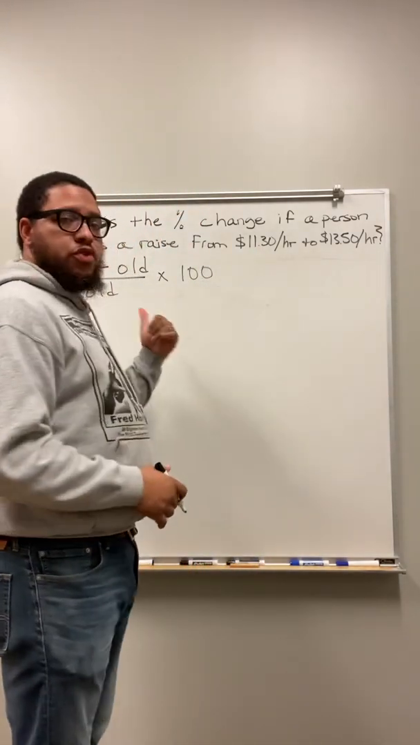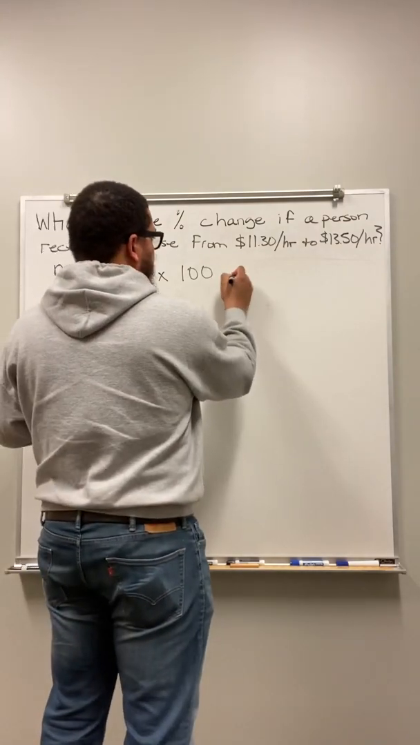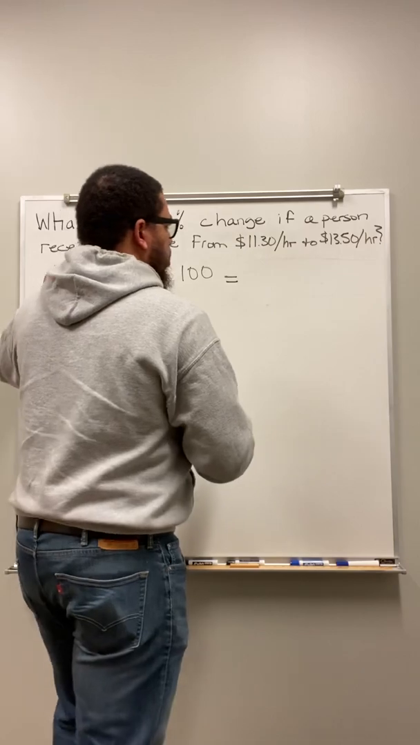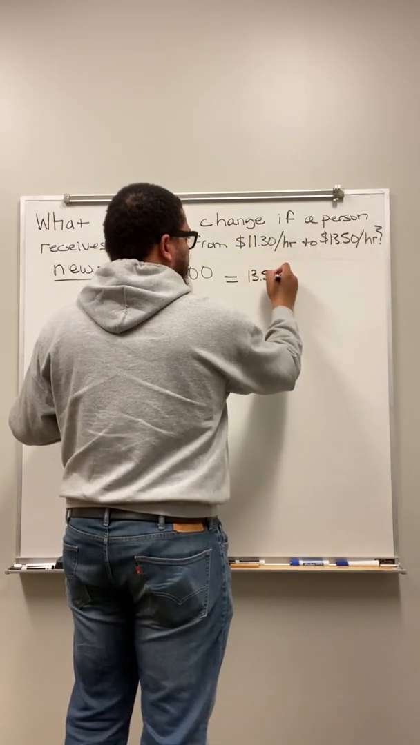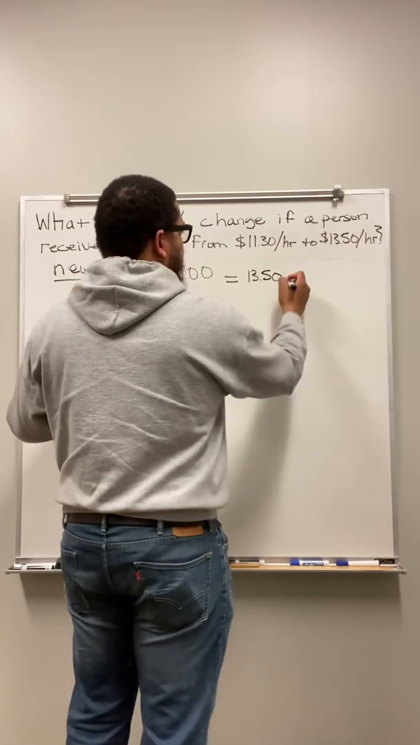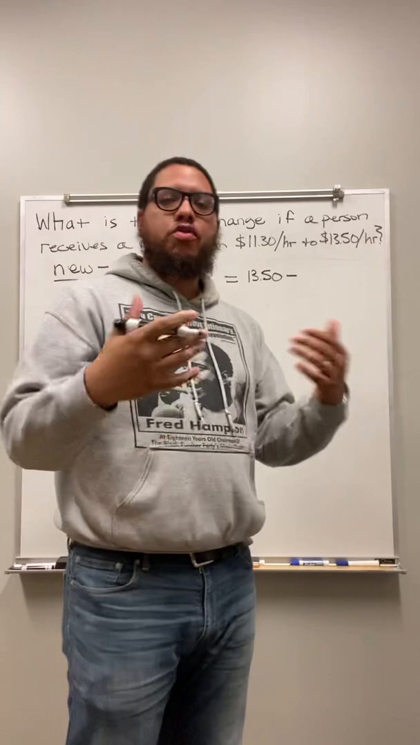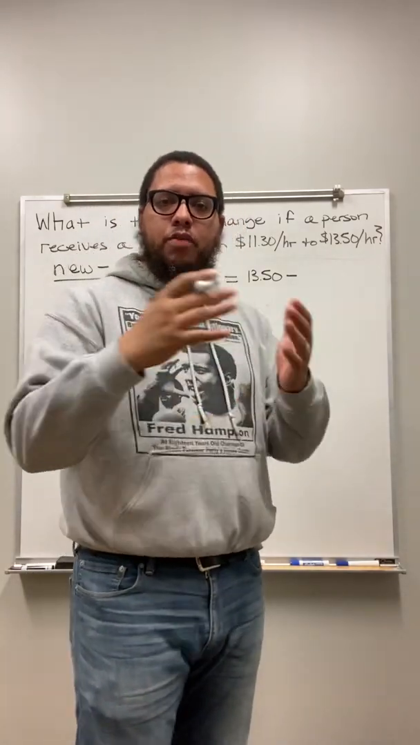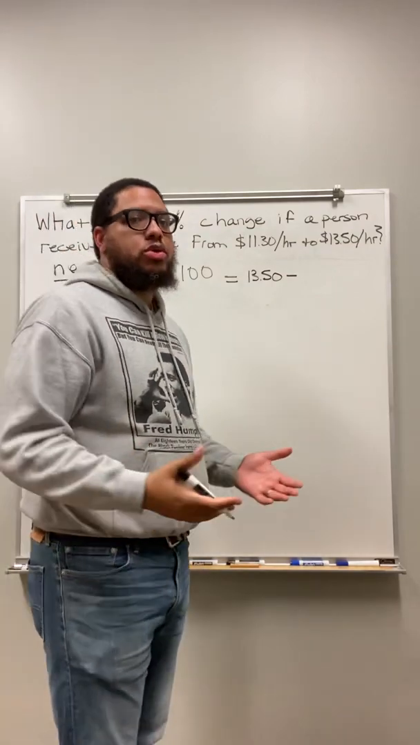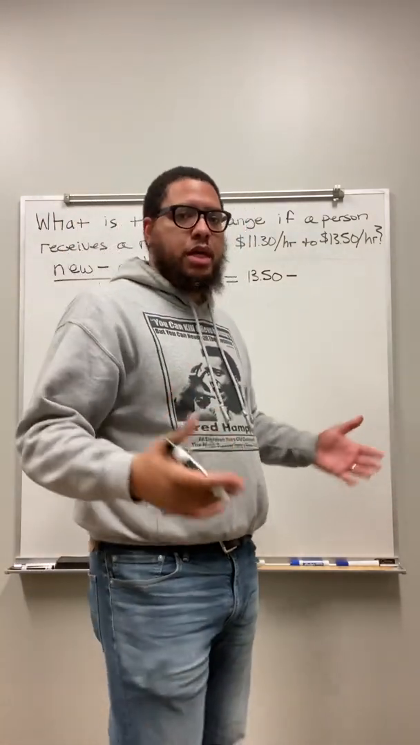So in this formula, where you see the word new, we're going to rewrite the formula and replace the word new with this number, $13.50. Then you write the minus sign. All we're really doing is copying the formula over again, except we're replacing the word new and the word old with the numbers that they represent. That's all you do in math with any formula.